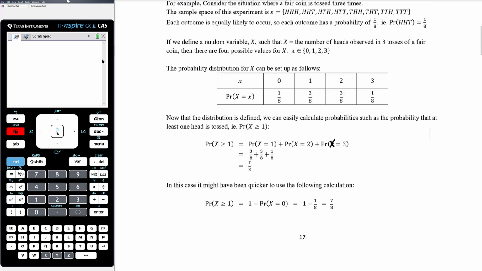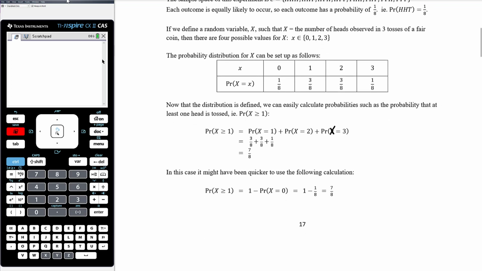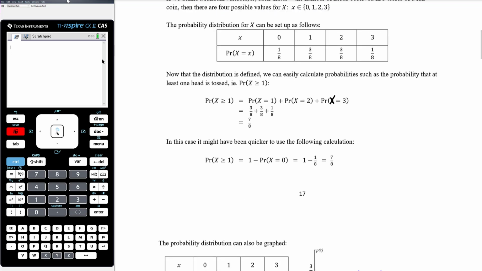Alternatively, actually it would have been much quicker in this instance, and anytime you find yourself adding up more than half of the probability distribution, it's probably easier to think about the converse. The probability that X is bigger than or equal to 1 is just going to be 1 minus the probability that X isn't bigger than or equal to 1. So in this case, that's the probability that X equals 0. So 1 minus 1/8 is 7/8. Either way, though, you get there.